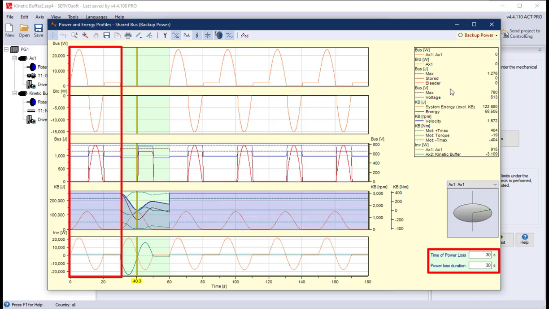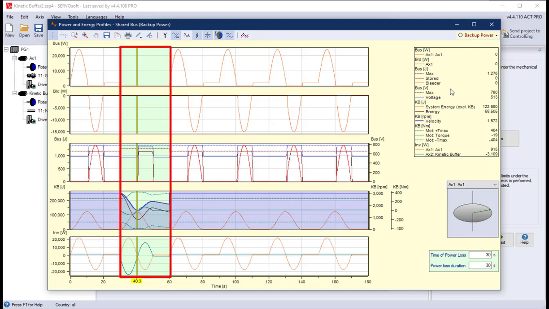The first 30 seconds is the normal sequence until the main supply fails, and then the kinetic buffer engages for the next 30-second duration. Looking at the performance, the kinetic buffer drops to as low as 1500 RPM, which is a good value with 500 RPM reserve. So we probably have the solution already.